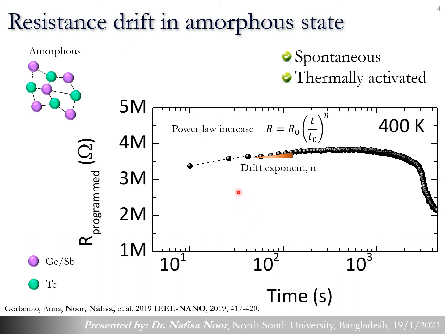But in the amorphous phase, we have the power law behavior, and we can also define a drift exponent to define how much drift we observe. Now this is a thermally activated process, so as we increase the temperature, this drift can be modified.